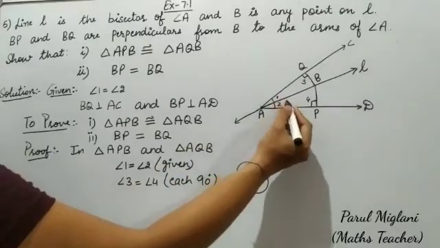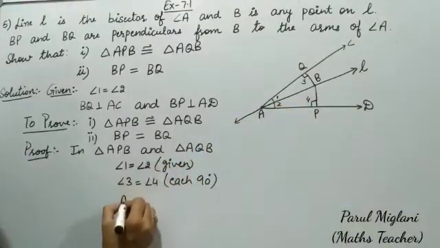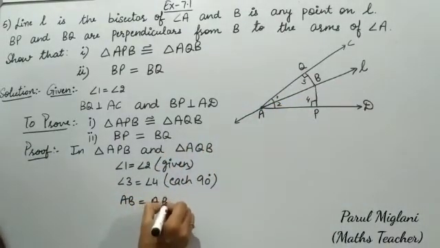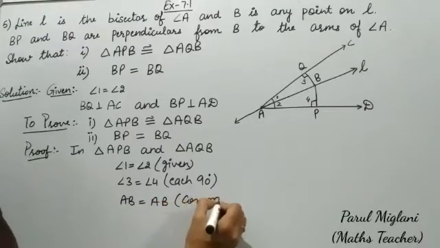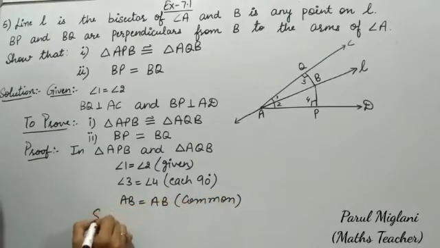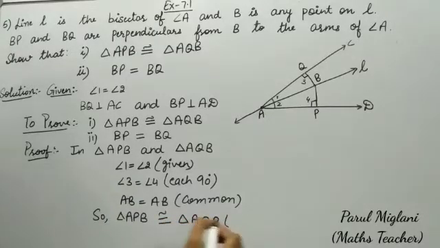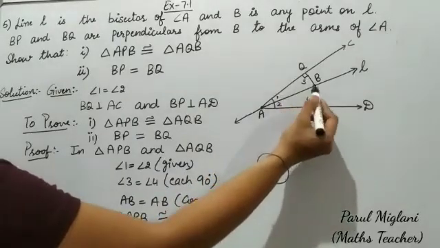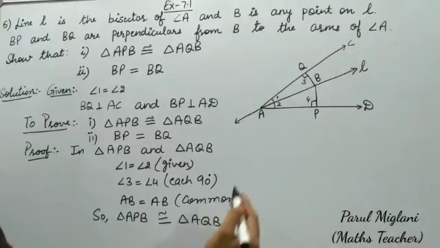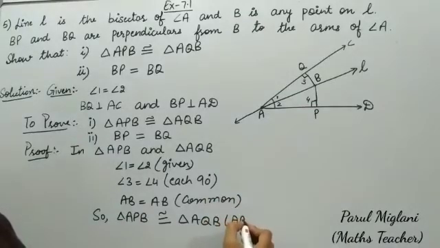And in these two triangles AB is common. So AB is equal to AB, which is common. So we can say that these two triangles, triangle APB is congruent to triangle AQB. These two triangles are congruent by, in these two triangles, two angles and one side are equal. So we can say that these two triangles are congruent by AAS congruence rule.